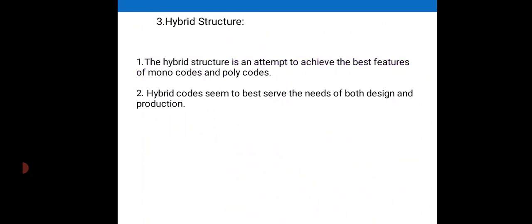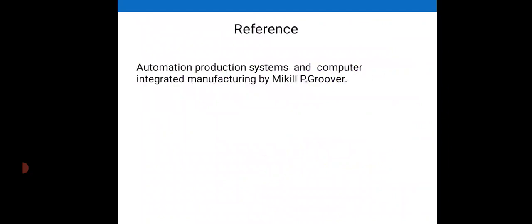Hybrid structure. The hybrid structure is an attempt to achieve the best features of monocode and polycode. Hybrid code seems to best serve the needs of both design and production.